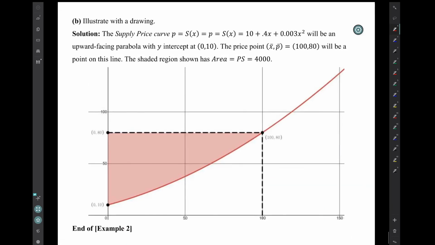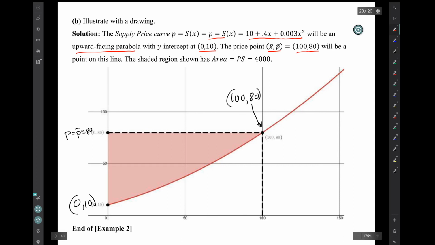Question B is to illustrate with a drawing. Well, the supply price curve, p equals 10 plus 0.4x plus 0.003x squared, that'll be an upward facing parabola with y-intercept at 0, 10, and this known point, this price point, x bar, p bar, equals 100, 80. That'll be another known point on this line. So there's that price point. Here's the y-intercept, and here is this horizontal line with height 80. That's the value of p bar. And here is the supply price curve.